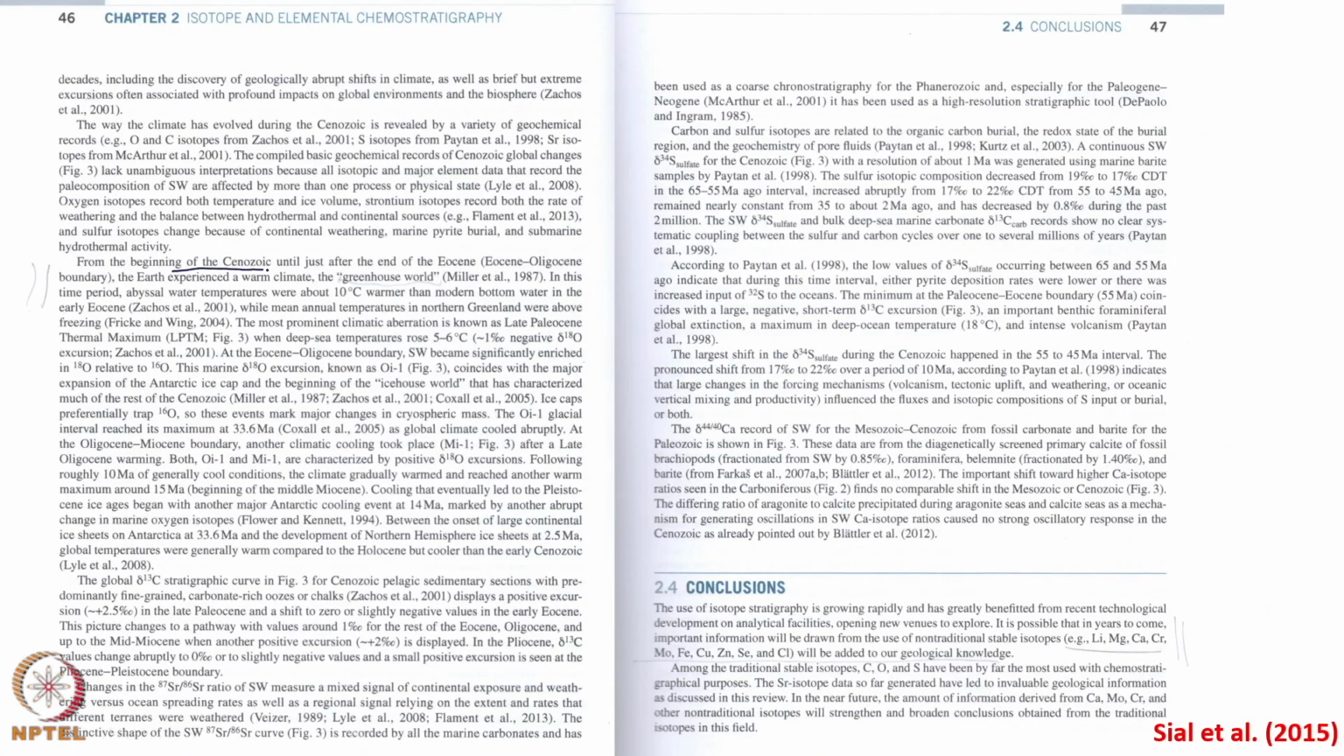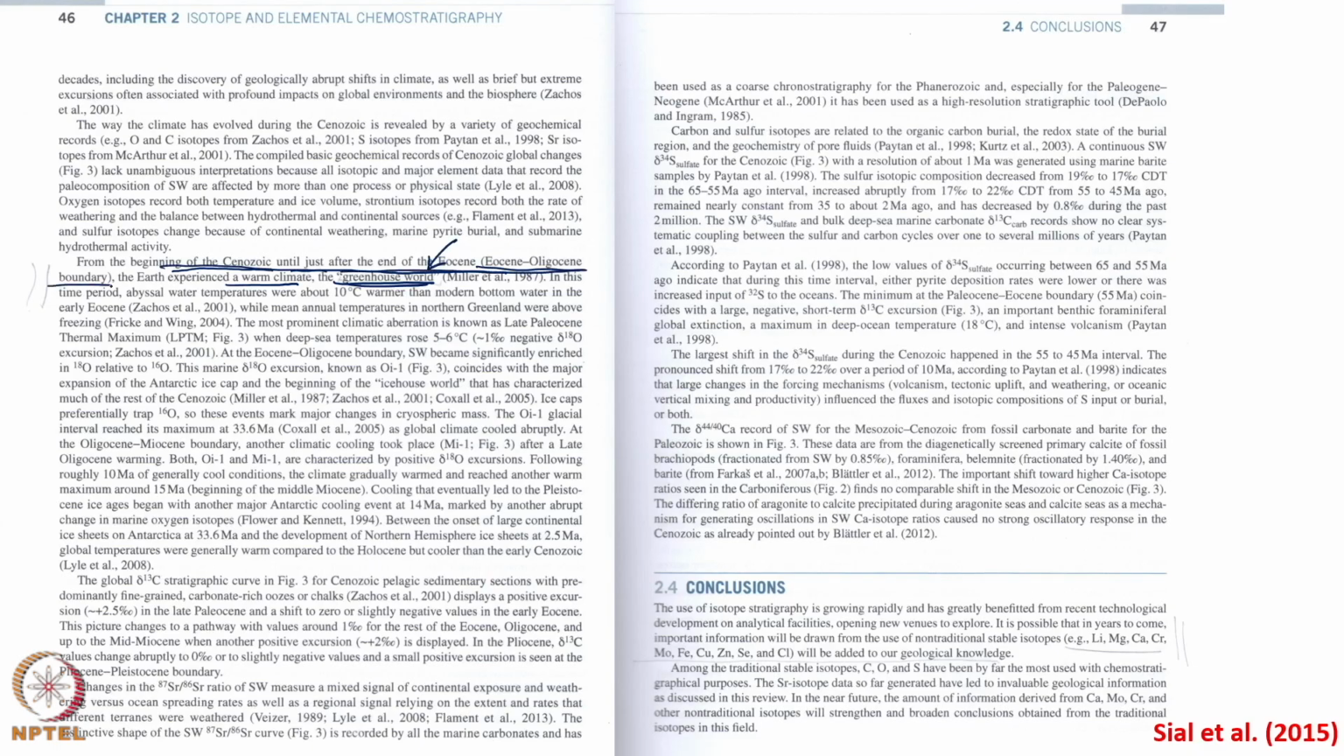From the beginning of the Cenozoic until just the end of the Eocene, there was a warmer climate and a greenhouse world has been proposed to explain the scenario. Remember the term greenhouse world, and it has been used from the beginning of the Cenozoic until just after the end of the Eocene-Oligocene boundary.